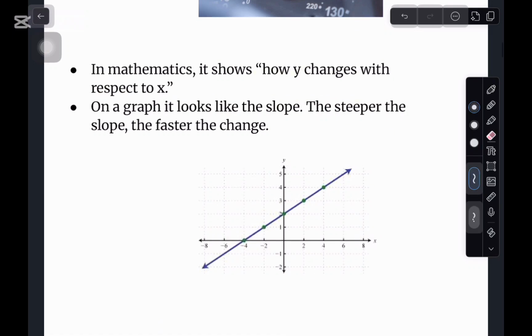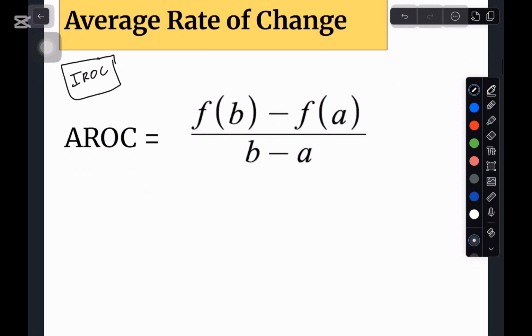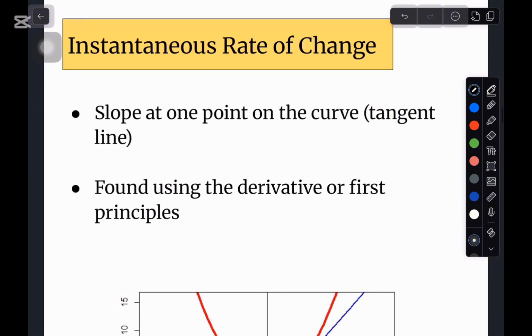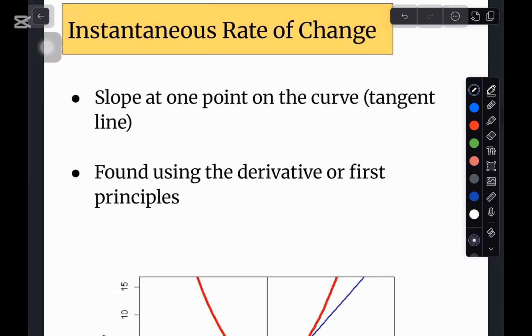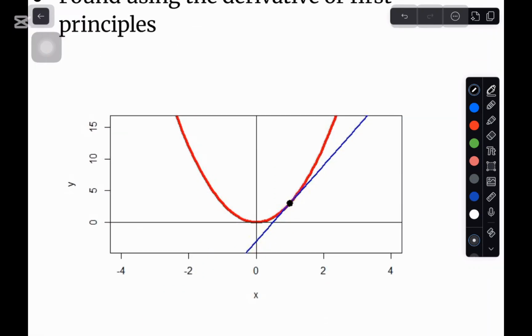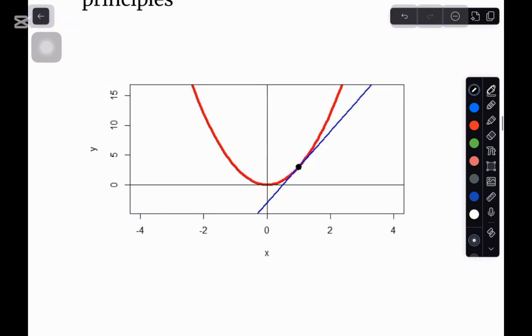So let's look at two types of rate of change. The first one is average rate of change, and the second one, the instantaneous rate of change, IROC. I already have it written here. The formula for average rate of change is f of b minus f of a divided by b minus a. Instantaneous rate of change is the slope at one point on the curve. Basically, it's the tangent line, and it's found using the derivative or first principles. This diagram shows a quick little example of what instantaneous rate of change looks like.